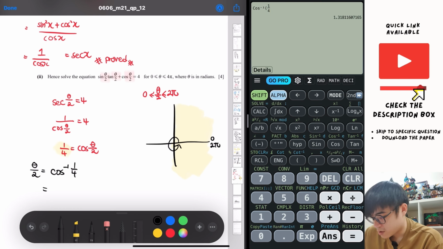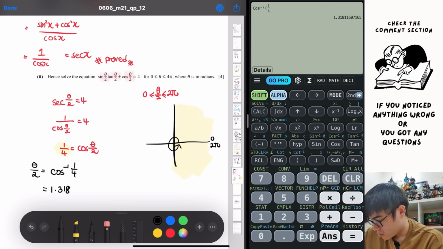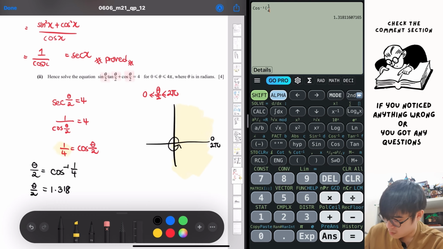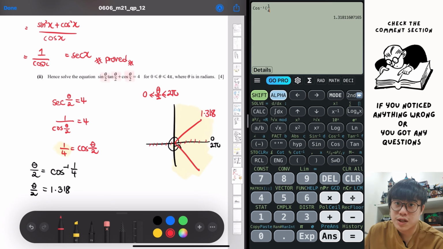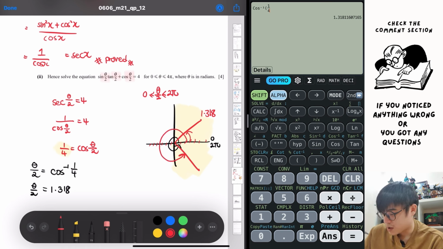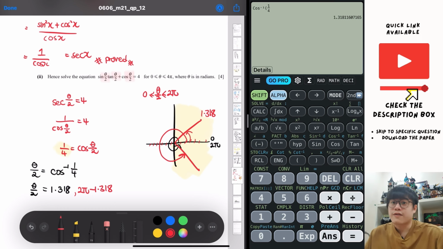Okay, you'll get your answer as 1.318. That's your theta over 2's value. So this 1.318 is actually over here. To identify the next value, we're going to take this like a reflection line and reflect this to the other side. So this is the first answer. The next one will be by taking 2 pi minus 1.318. So to get to your theta's final value, make sure you multiply the other side by 2.